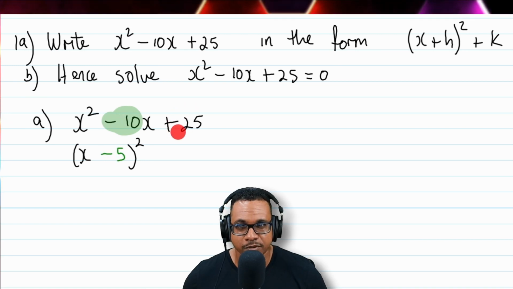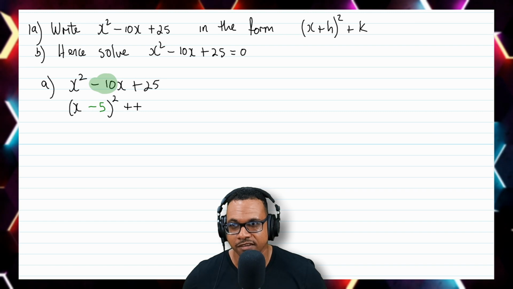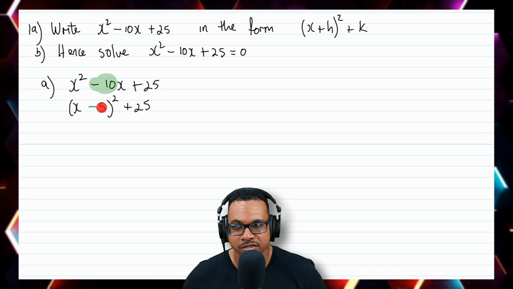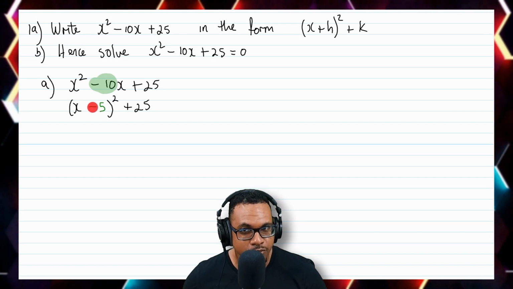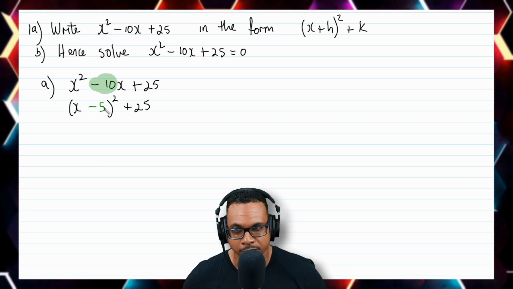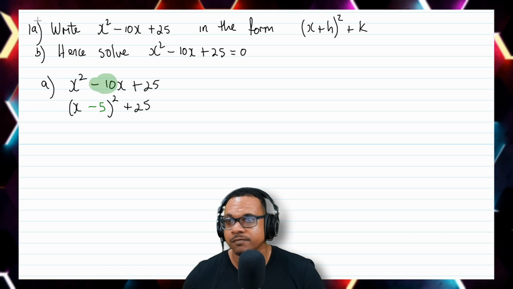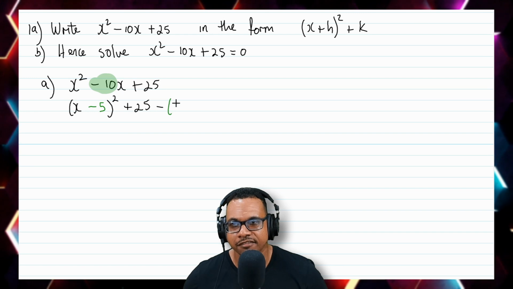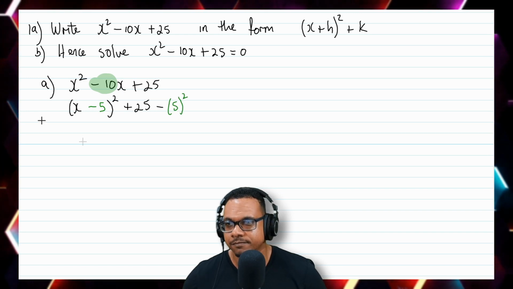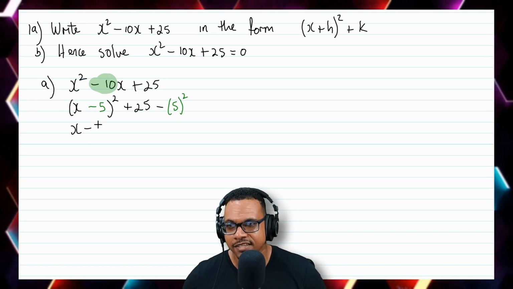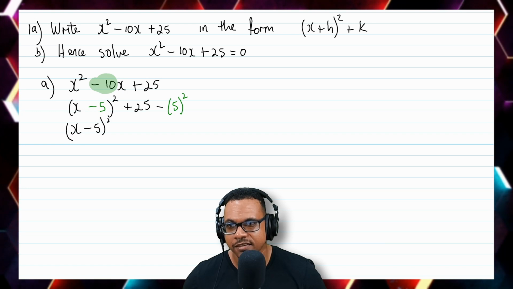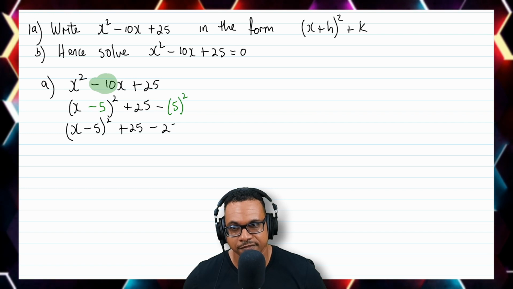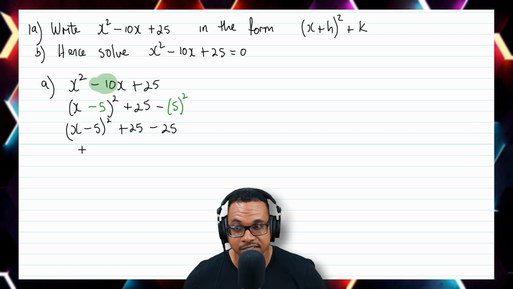We're going to bring back down this positive 25, so positive 25 comes here. And then we are always going to subtract this number squared. So no matter if this is positive or negative, we're always going to subtract this number squared. So I'm going to write the subtraction sign, and we're going to have 5 squared. So now we're going to have x take away 5 in brackets squared, and we're going to have plus 25 take away 5 squared, which is 25. And 25 take away 25 is 0.